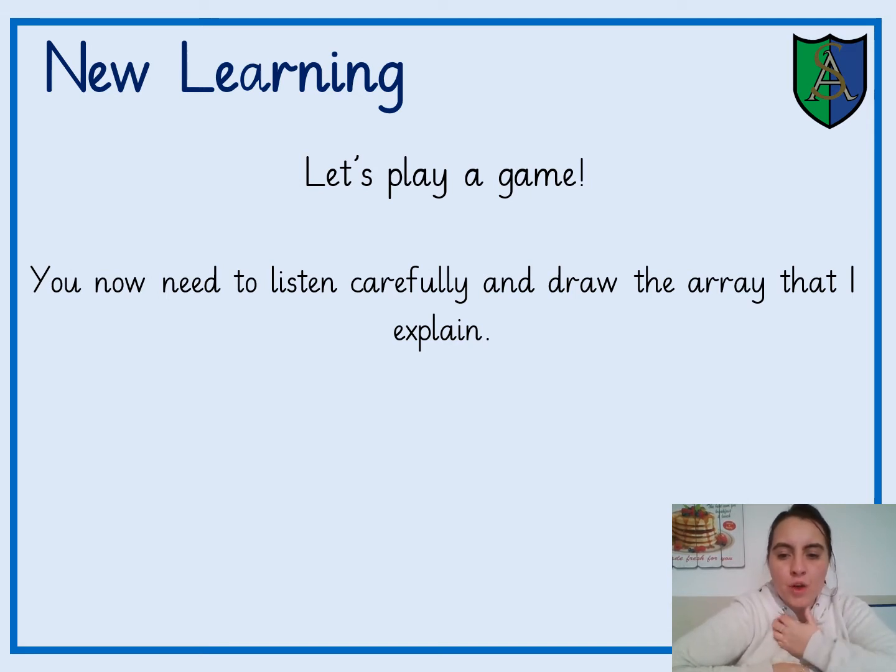explained to you. Remember, an array is just an arrangement of columns and rows, and it can be an arrangement of anything. It can be pictures, it can be absolutely anything at all. It could be cubes, Smarties, it could be people, but for today we're going to use dots in our array, okay? So you need to listen now, and I'm going to say it in two different ways. You don't need to draw two of them, you just need to draw one of them, okay? So I'm going to say it in two different ways, but you just need to draw one, okay?